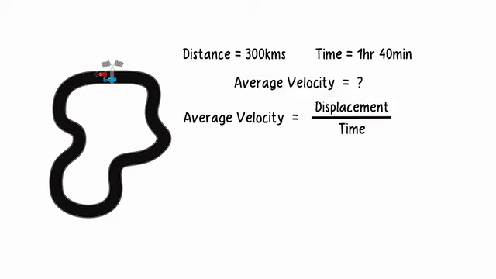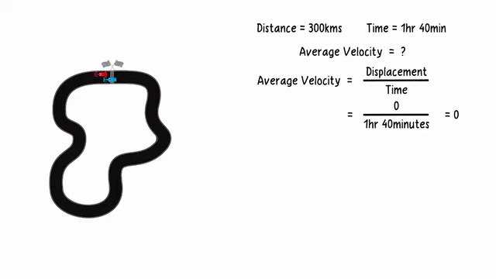How about you tell me first what your displacement was? You started and finished at the same point, so your displacement was 0. 0 divided by the time taken, that's 1 hour and 40 minutes, equals 0. That's your average velocity for the race today at 0 meters per second. If, however, you're trying to calculate the speed you drove at, that would be a different answer. Try and work it out.